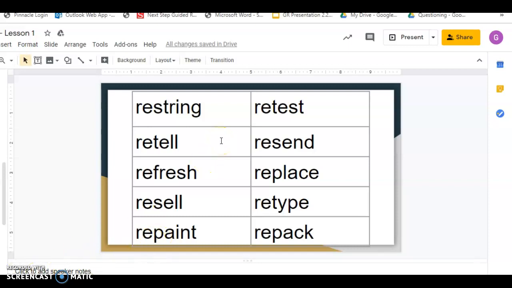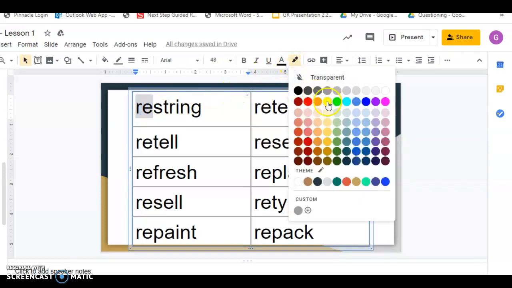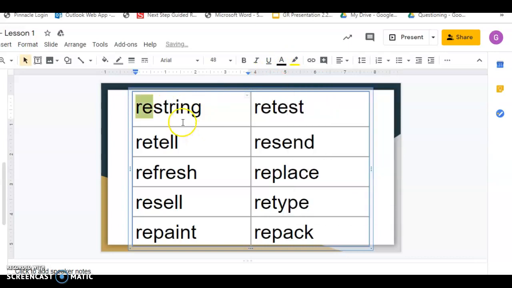Are we ready to check? You think you did it? Let's see. Let's follow our steps. So in this first word, we have to circle the prefix. But what I'm going to do to help us go a little bit faster is I'm just going to highlight that prefix, re, and then we're going to underline the rest of the word, string, and read the whole word, restring. Good job. This next one, what's our prefix? Re, and what's the rest of the word? Tell.